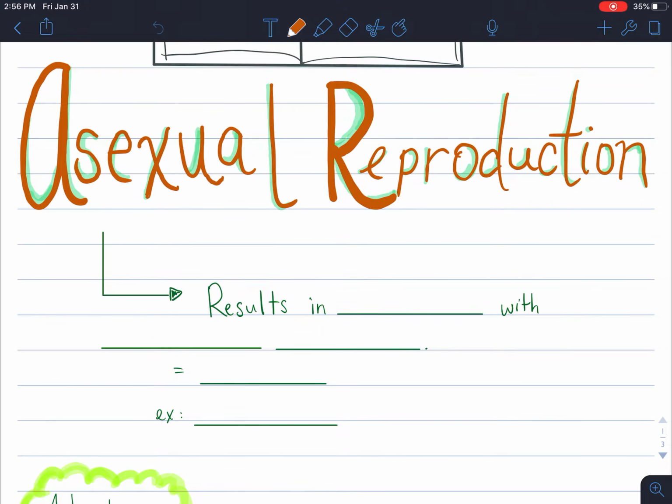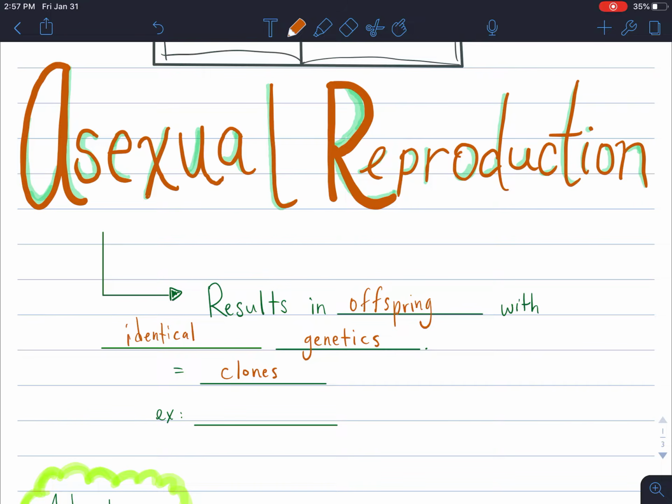So asexual reproduction is reproduction where a new organism is created from reproducing without sexual intercourse or any type of sexual association between two organisms. So when this happens, it results in offspring, which is basically the babies. Offspring equals babies. It results in offspring with identical genetics. So there would be no variation in the offspring compared to the parents. They would be the exact same. And so sometimes these are called clones.